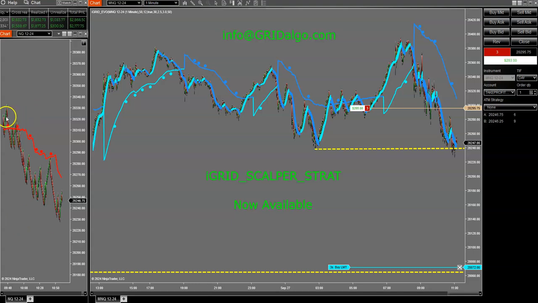I'm going to be showing the automated trade from this morning, that action, and yeah, there you have it. iGrid Scalper Strat, the second fully automated strategy as part of the iGrid program for NinjaTrader, now available.